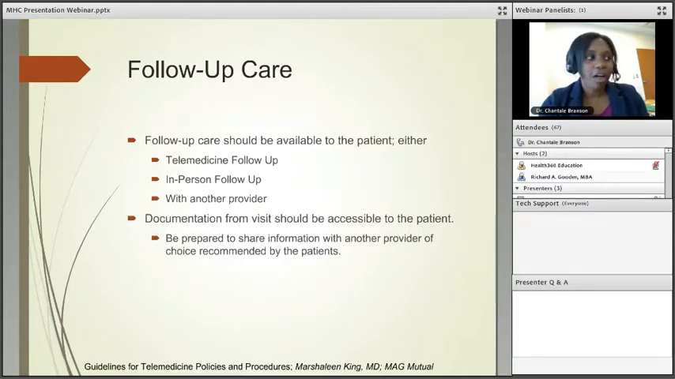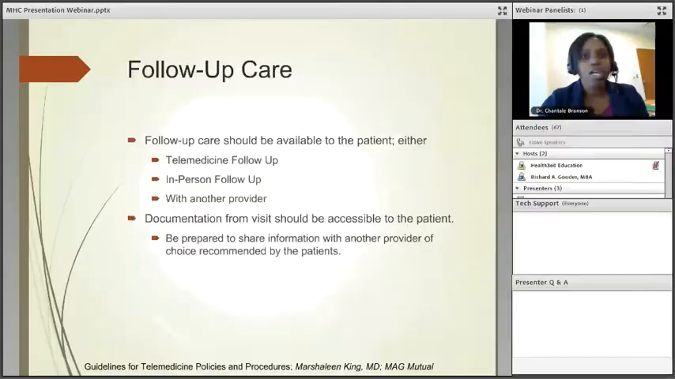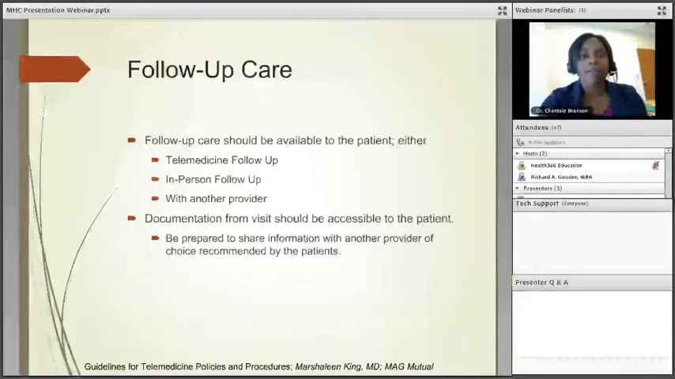Also in-person follow-up and with another provider. Documentation from the visit should be accessible to the patient, and be prepared to share information with another provider of choice recommended by the patients. And once again, this is all very generalized information. You may or may not have a provider that you can share that information with. So just making sure that it's accurately documented in the EHR, in your electronic health record, so that everyone is clear about what the treatment evaluation was for.